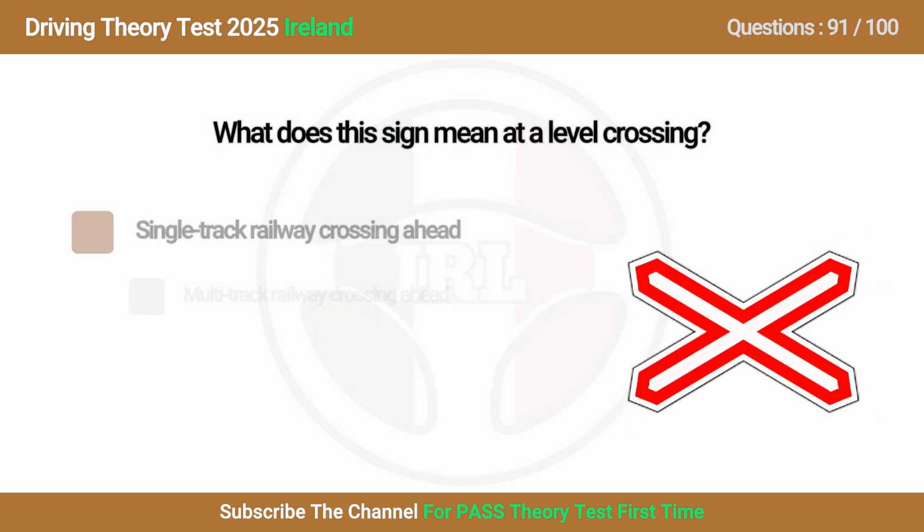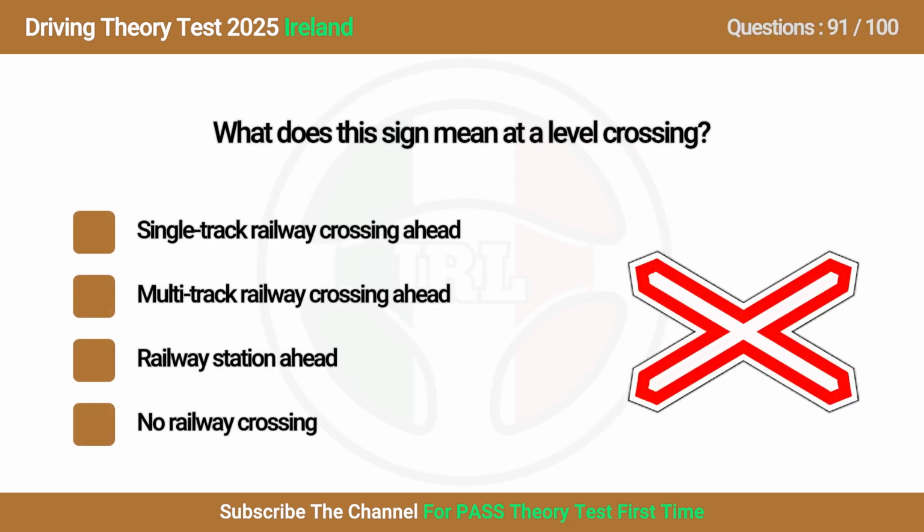Question 91. What does this sign mean at a level crossing? A. Railway crossing ahead. B. Railway crossing ahead. C. Railway station ahead. D. No railway crossing.